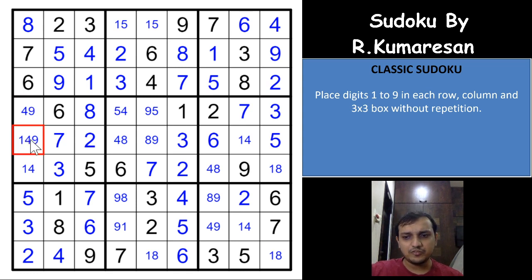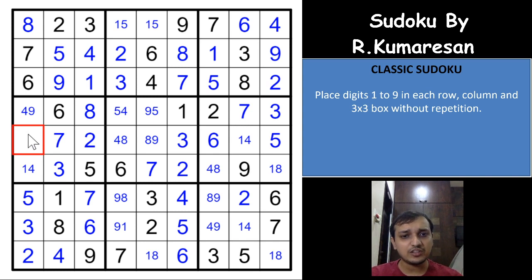So what happens if I eliminate the 4 from this cell? The moment I eliminate the 4 from this cell, in this box there would be 2 9s appearing, 2 1s appearing, and 2 4s appearing, right? So the moment you eliminate the 4, it would break the Sudoku. So 4 has to be the bug value, the digit in this cell.